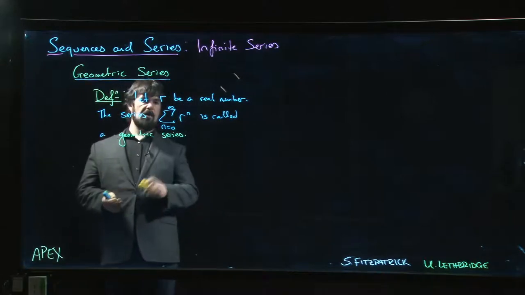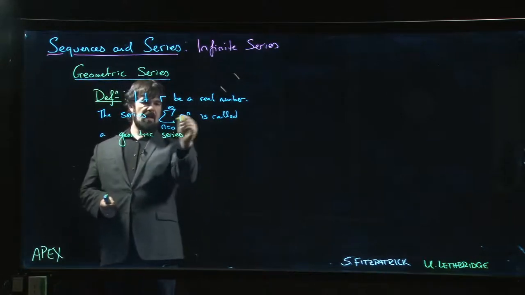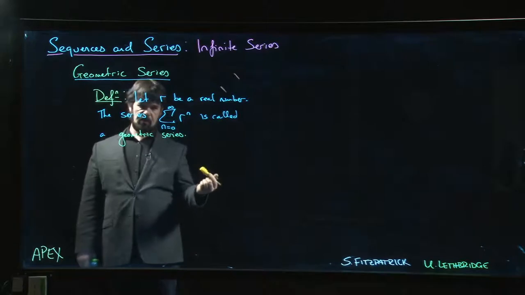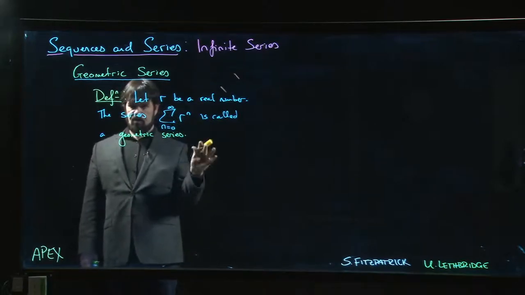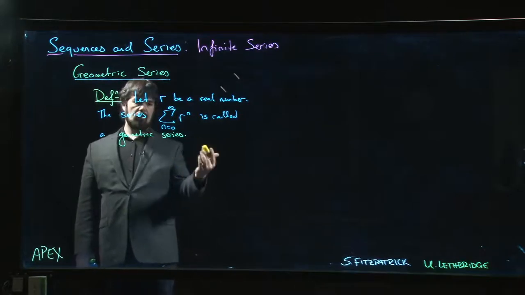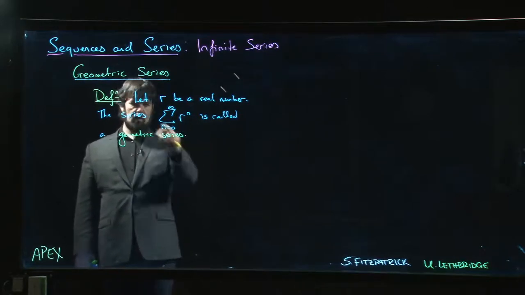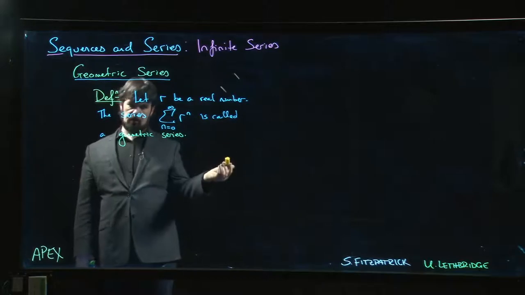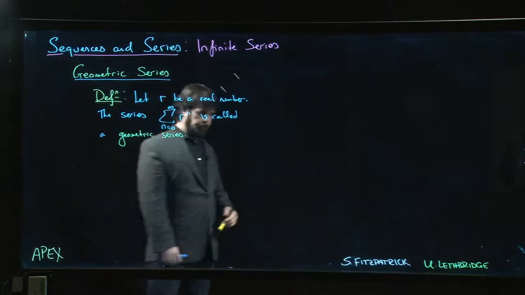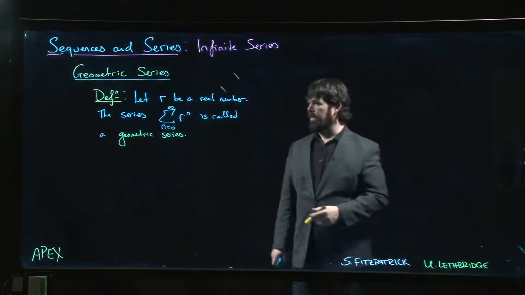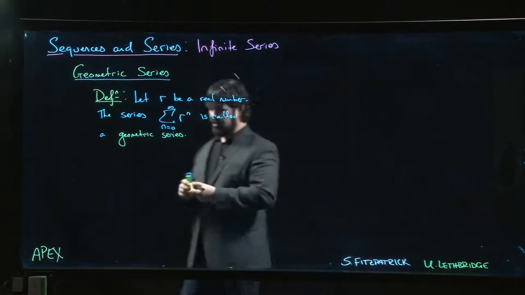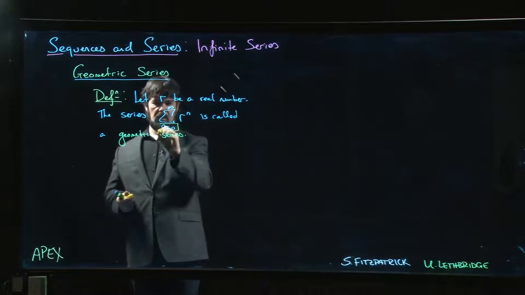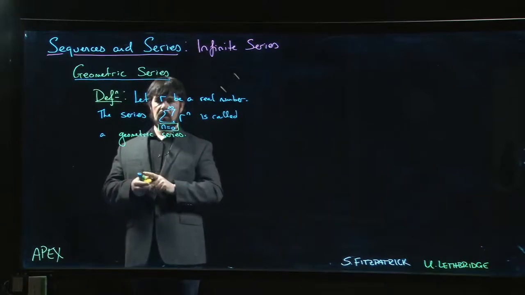Some people will put a constant in there, like an a times r to the n, and call that a geometric series. But you can always factor out the constant and bring it out front, even for an infinite series. So we'll just concentrate on this, and if we want to put a constant in, we can always multiply by a constant. All right, so what can we say about a geometric series? Well, one, notice that we start at zero, not at one.